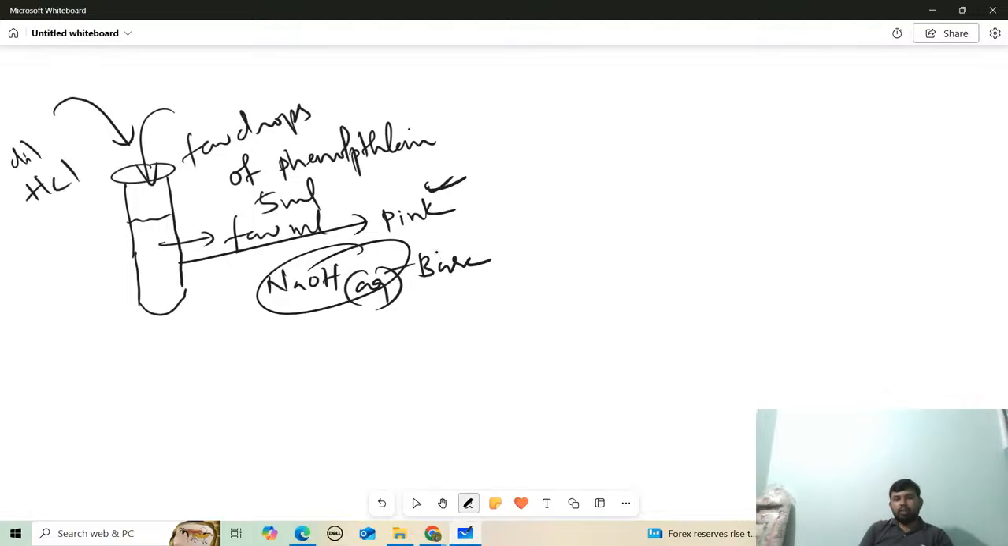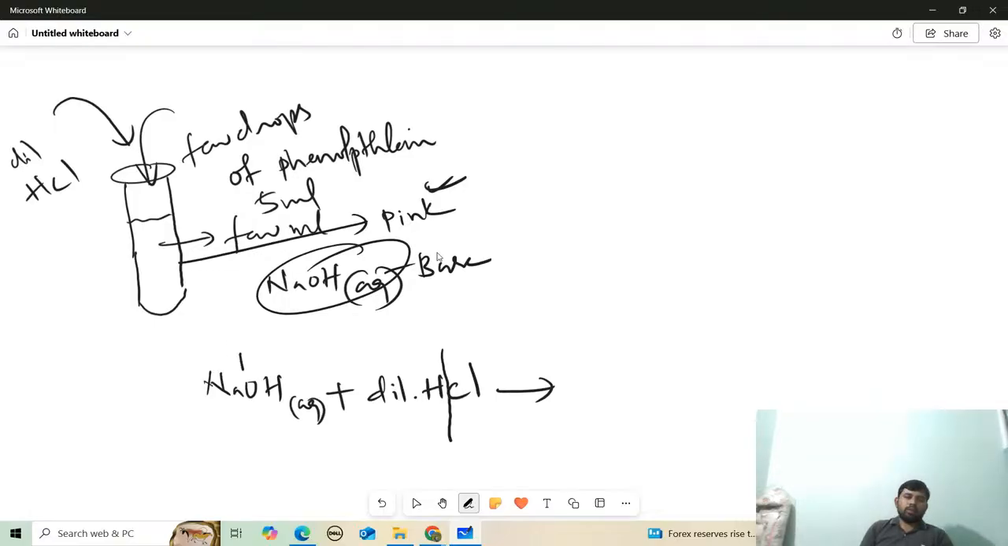Here we have NaOH solution, and we added dilute HCl drop wise. What happens? It is neutralized. Acid will produce H plus ion. Base will produce OH minus ion. These two will combine and form water.